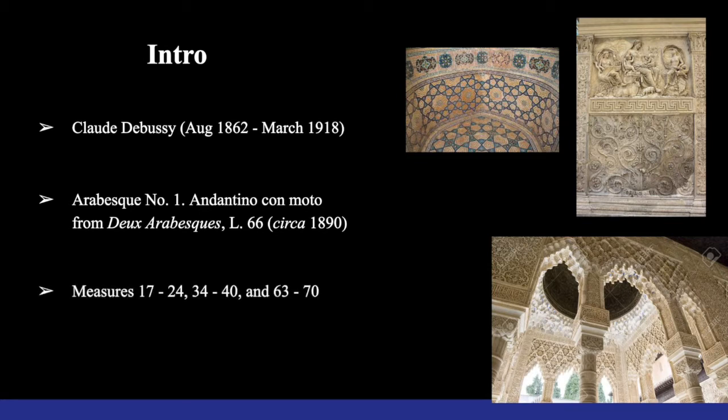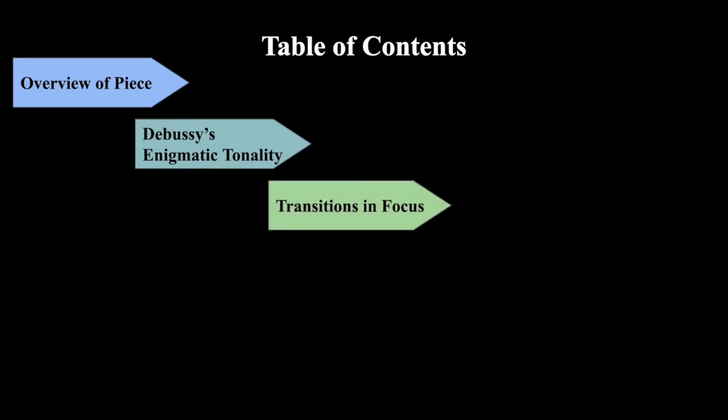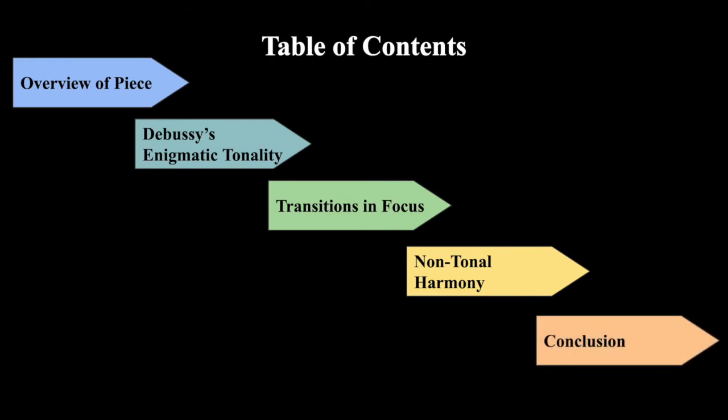In this presentation, I prove that measures 17 through 24, 34 through 40, and 63 through 70 of the score require analytical attention due to their ambiguous tonal nature, intricate transitional area, and interesting harmonic structures. I will be discussing the following subjects: overview of the piece, Debussy's enigmatic tonality, transitions in focus, non-tonal harmony, and a conclusion.